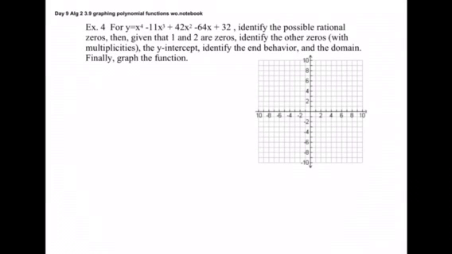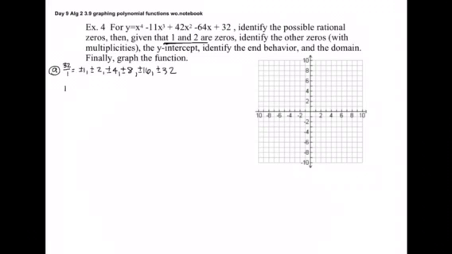Example number 4 for our polynomial asks us to identify all the possible roots. So these are our p's over our q's. So if we put the factors of 32 over the factors of 1, our possible rational roots are plus or minus 1, plus or minus 2, plus or minus 4, plus or minus 8, plus or minus 16, plus or minus 32. So given that 1 and 2 are zeros, identify the other zeros, we can use synthetic division.